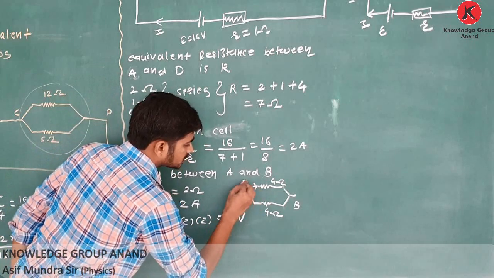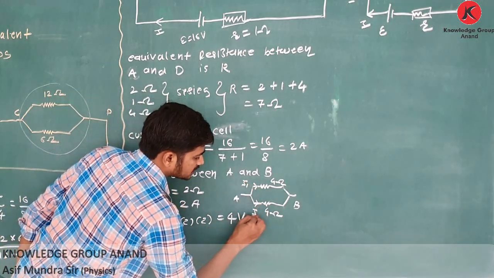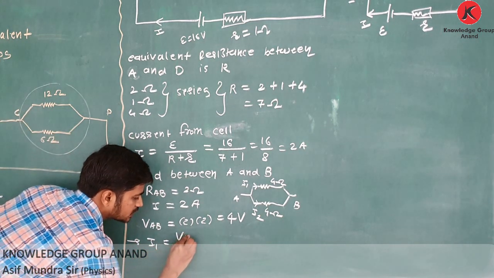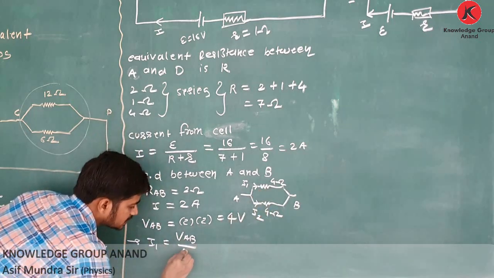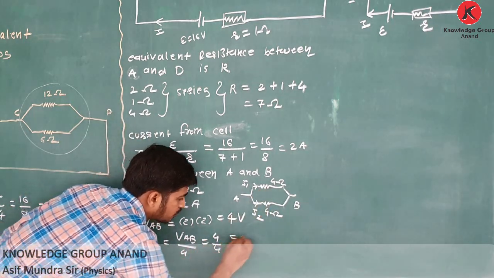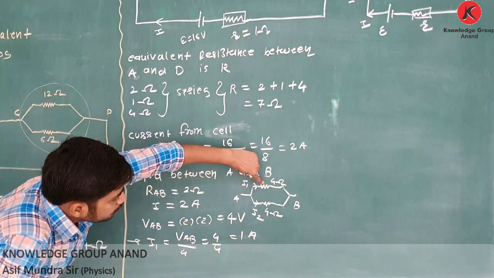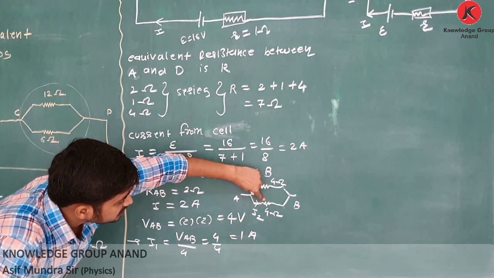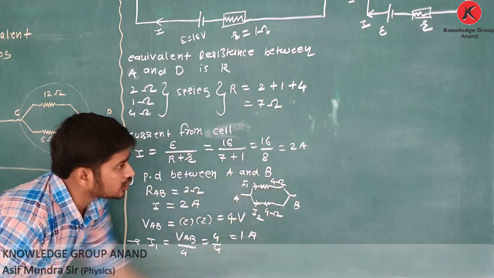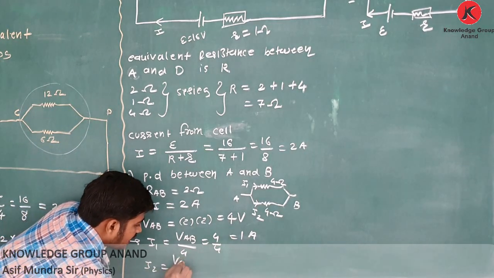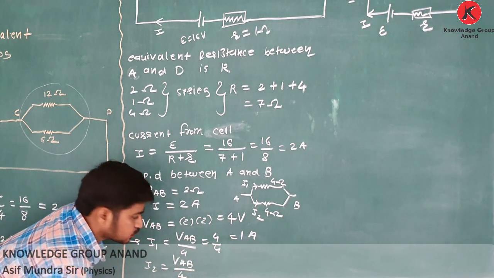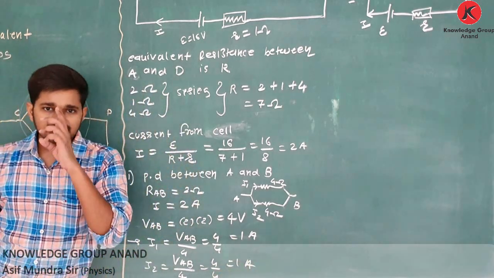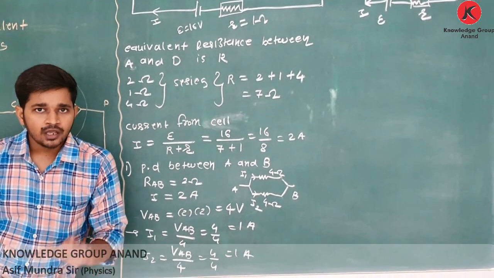Let the current flowing through this be I1 and the current flowing through this be I2. I1 is equal to VAB upon its resistance, which is 4. VAB is 4, divided by 4, it is 1 ampere. So the current flowing through this resistance is 1 ampere. Similarly, what is the current flowing through the other 4 ohm resistor? The potential difference across its two ends is again VAB, its resistance is 4, so it is 4 upon 4 and your answer is 1 ampere. Clear about this?